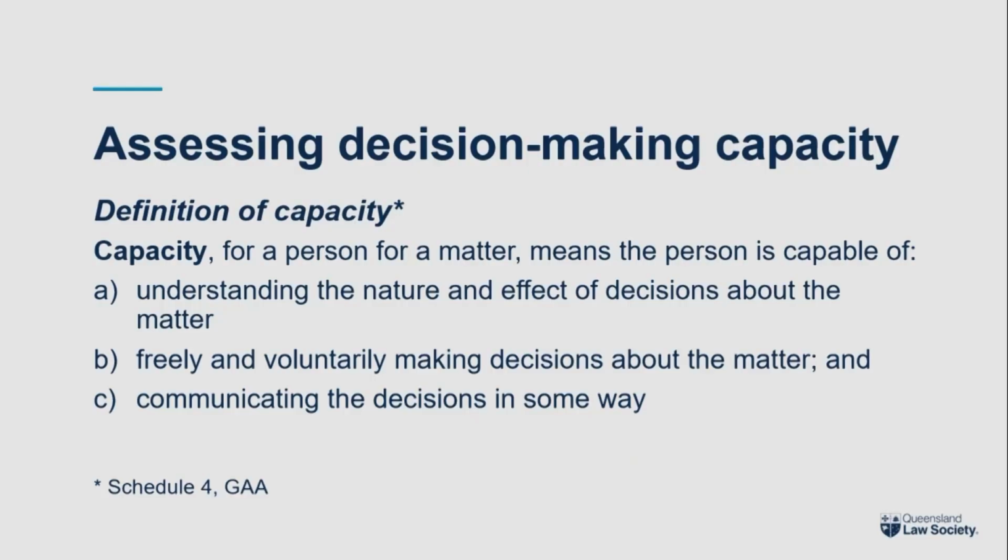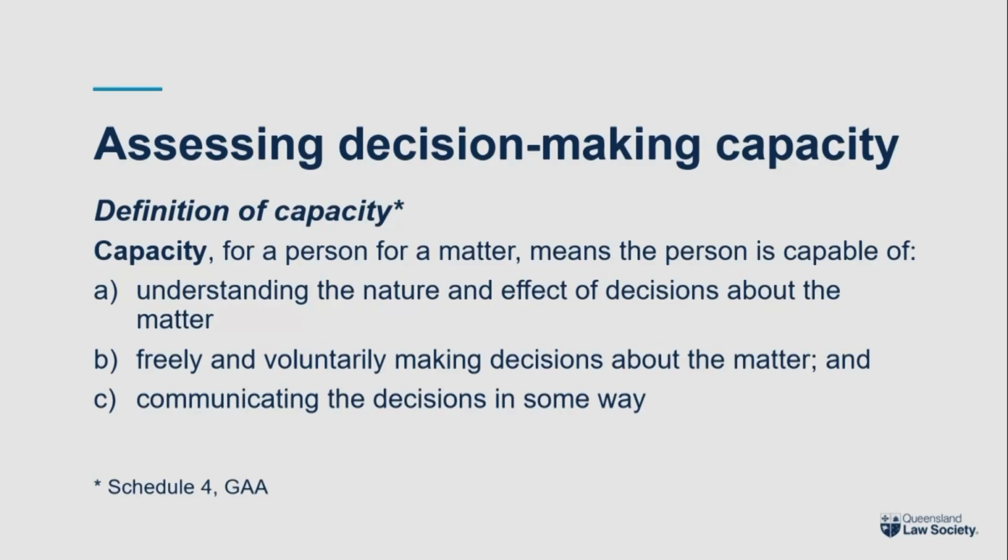So it's a 3-limb test, and so if we just go forward, there we go. So the definition of capacity is up there on the screen. The person needs to have understanding of the nature and effect of the decision about a matter. So they have to understand what the impact of the decision is.